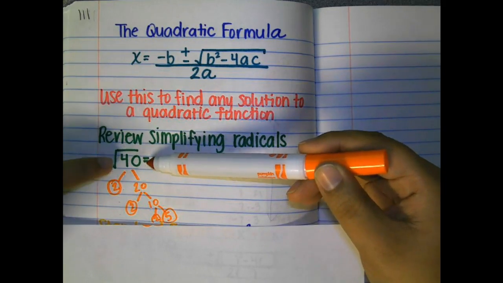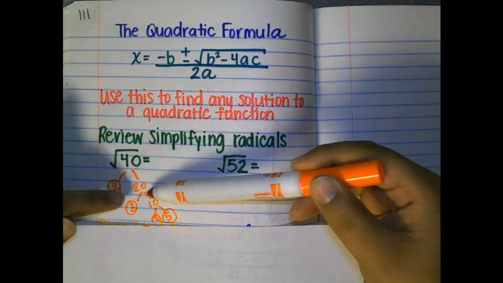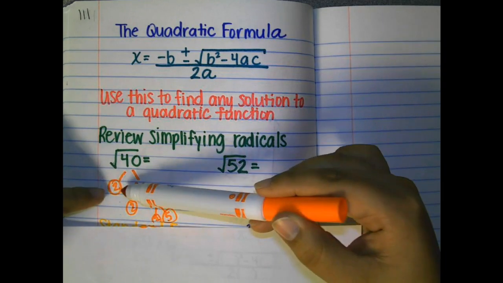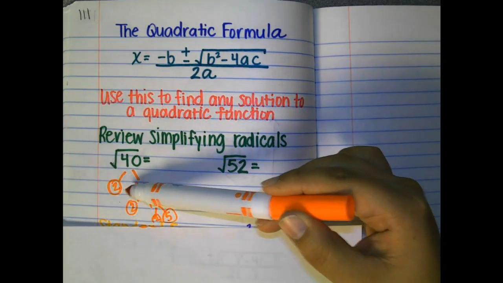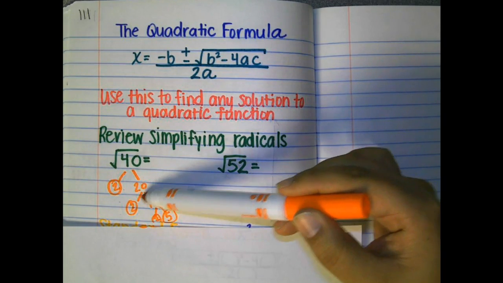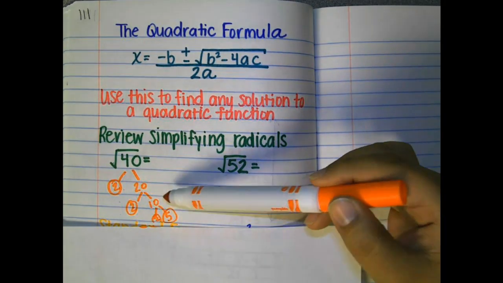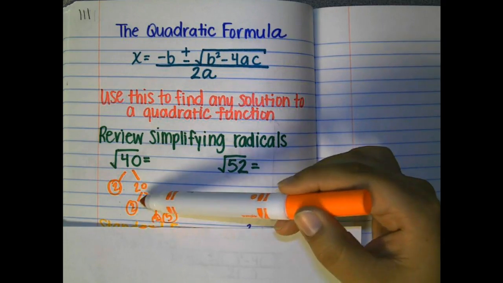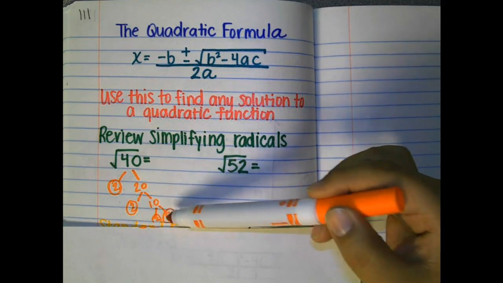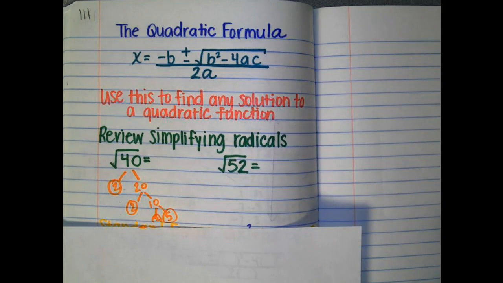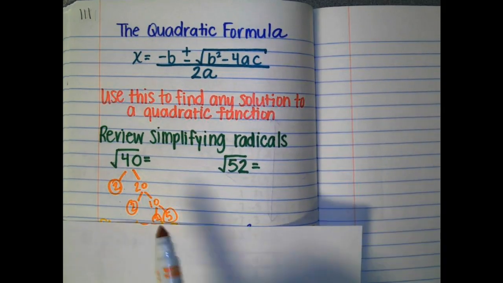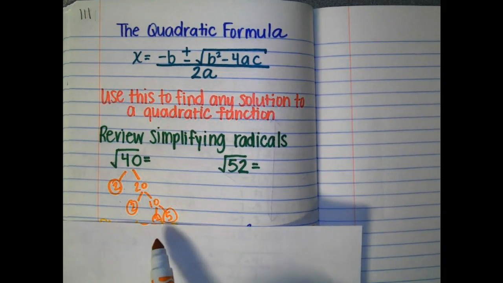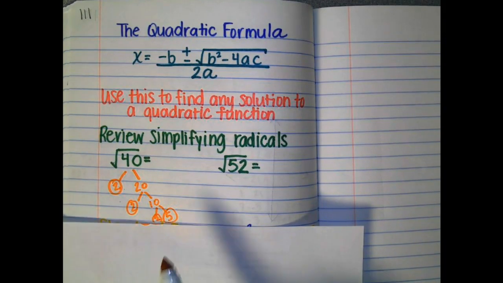So for example, 40 is a product of 2 and 20. 2 is prime, so I circled it. 20 is not prime, so I keep going. 20 is a product of 2 and 10. 2 is prime, so I circle it, but 10 is not, so I keep going. 10 is a product of 2 and 5. So this right here is a 2, and that's a 5, and both of those are prime numbers.